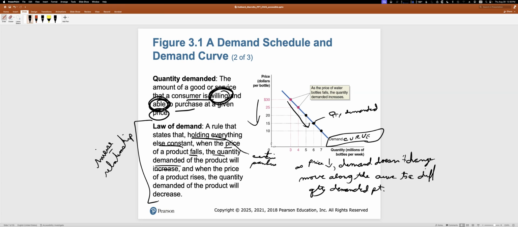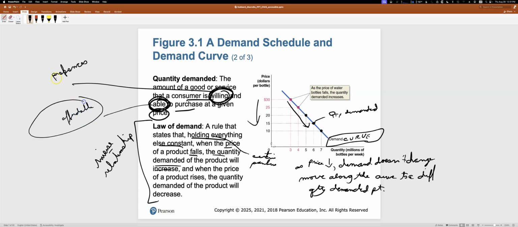So when we say that we're willing to buy something, here we're saying something about my preferences. Like, do I want to buy that thing? And when we're saying able, we're saying, is it affordable? Both of these conditions have to be satisfied for me to buy something. I have to both want it and I have to be able to afford it.